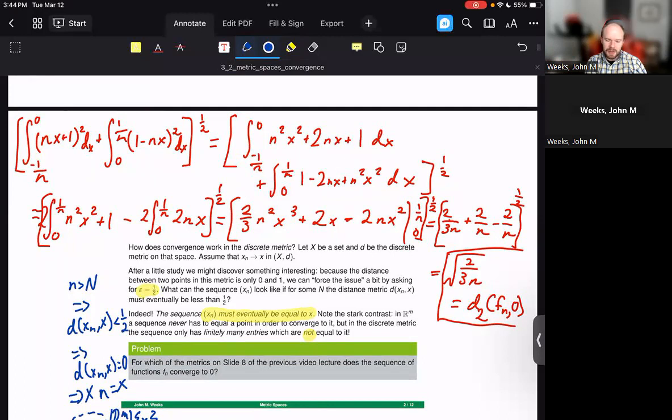Notice here I used a couple of different expressions to simplify things, especially going from this step to this step. I broke things apart into even versus odd functions in order to make it easier to figure out how to get everything in terms of one integral before going off and doing stuff. And that's when I ended up calculating everything and getting square root of 2 over 3n for this distance.